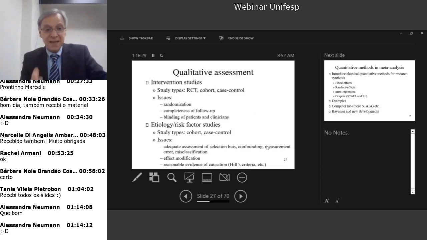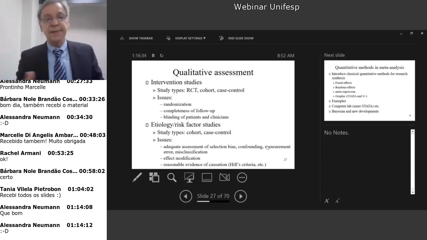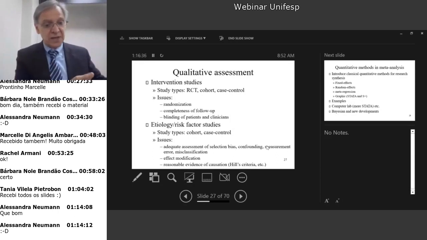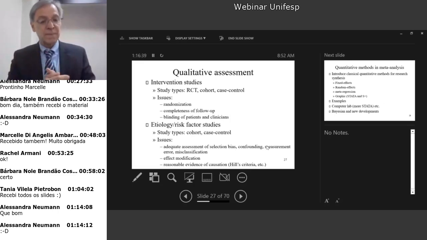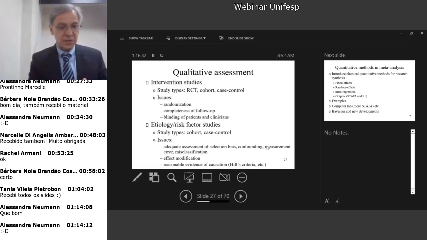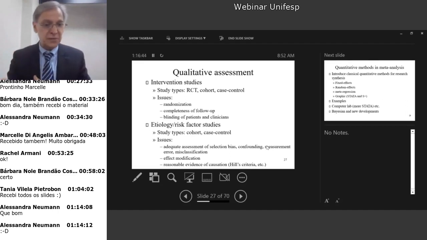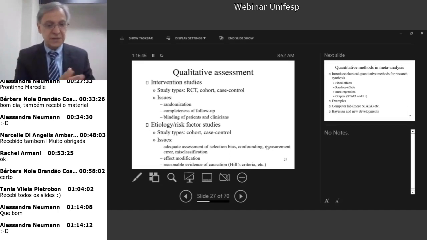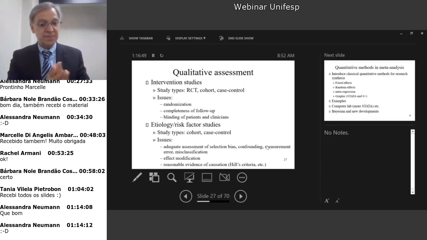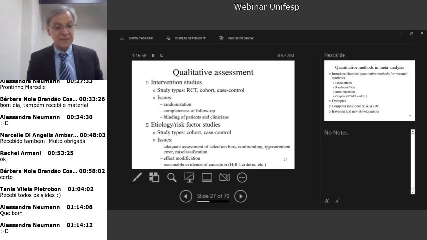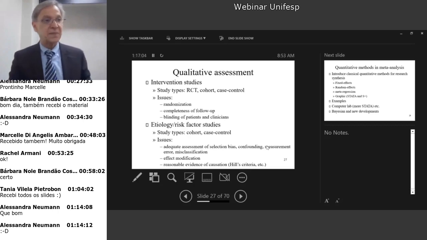Qualitative assessment, like I said. Intervention study, study type: RCT, cohort, case control. You did a quality score, maybe you didn't. You have to explain that in your methods and your discussions about the quality of those study issues. Randomization, completeness of follow-up, blinding of patients and clinicians. Etiology, risk factor studies, like cohort, case control, type of associations. You're not dealing with treatment. You're dealing with what caused what, and you're trying to find the truth about that, okay? The issues here are really about selection bias, confounding, and misclassification.